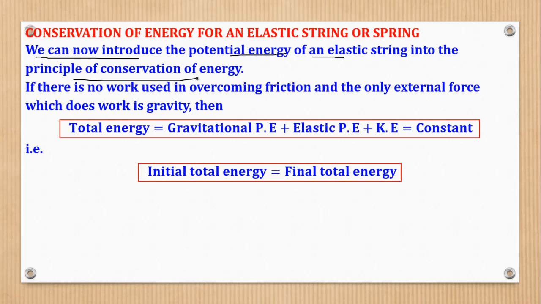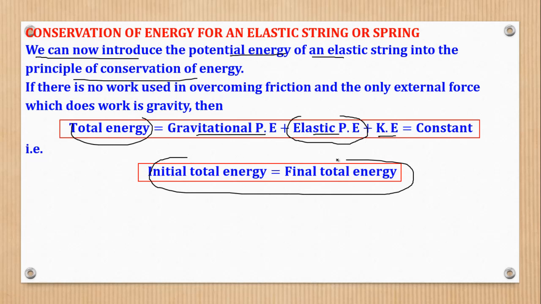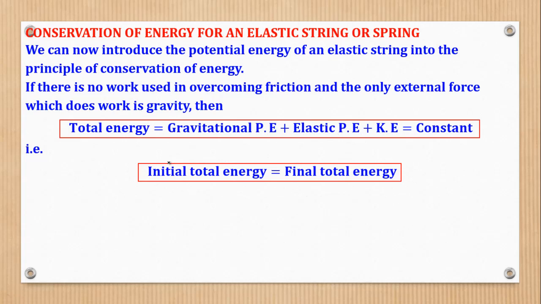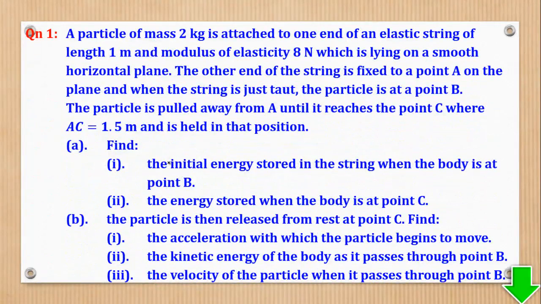But now here in elastic strings and springs, because there is some energy stored within the string, we add on that component of energy which is stored within, and we call it elastic potential energy. So in this case now, total energy is given by three parts: gravitational potential energy, elastic potential energy, and kinetic energy. But the principle still remains the same, that initial total energy is equal to final total energy. Now let's see how this principle is used.